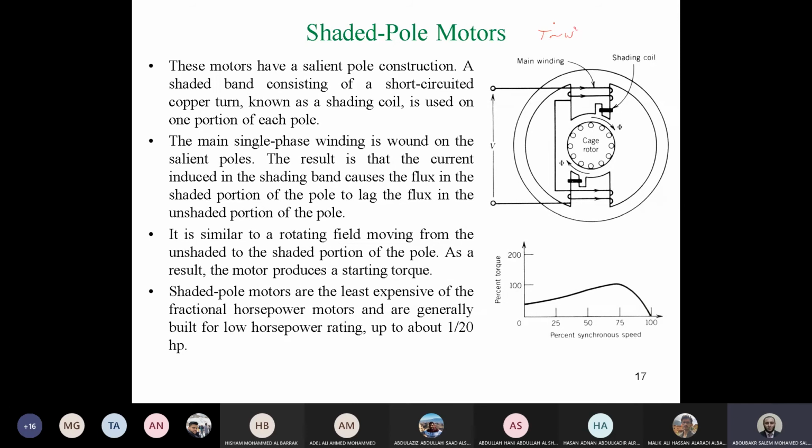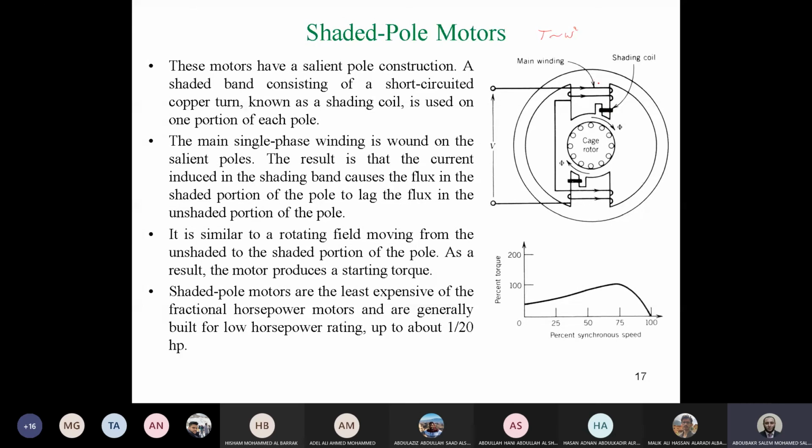You don't need to have high starting torque. You just need the flux to push the motor to start, not by hand. What is the basic idea of this technique? Simply, if we made a slot within the stator pole like that, and added just a ring or small coil like that, what will happen here? You will have a component of flux. Why do you have a component of flux?